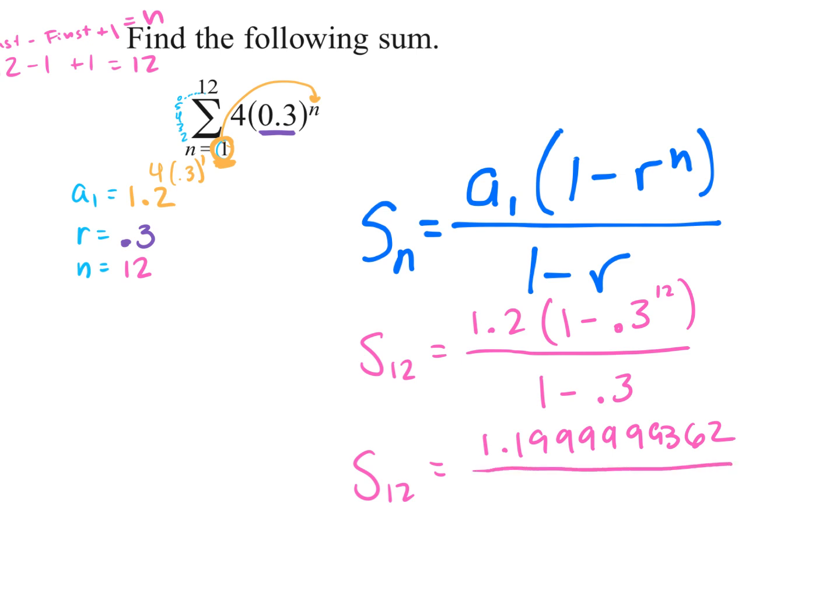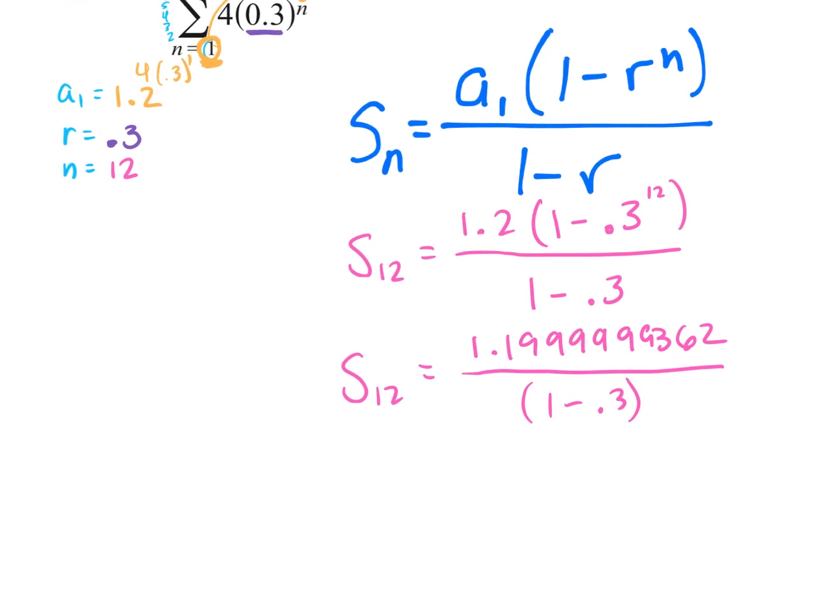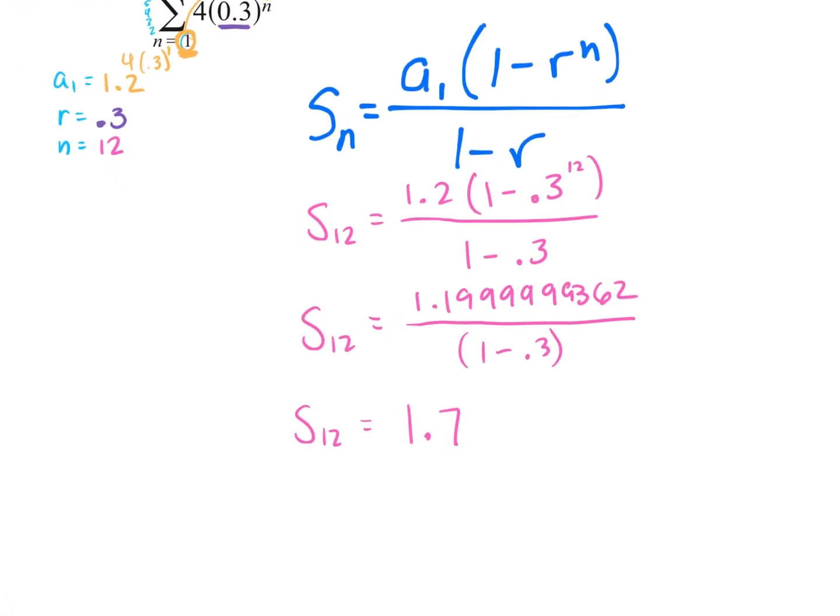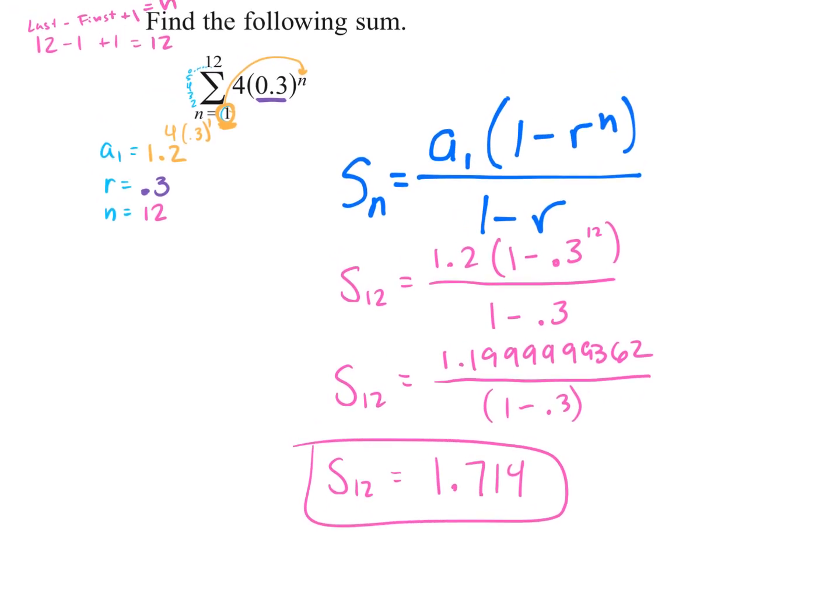That number. Keep it in your calculator and just do divided by, but put it in parentheses. So you do divided by 1 minus 0.3. So the sum of our 12 numbers is 1.7. We could say 1.714. It doesn't say how many decimals, but we can just keep it as 3. Any questions here? So you just need to find your a sub 1, your r, and your n, and plug it in to your formula.